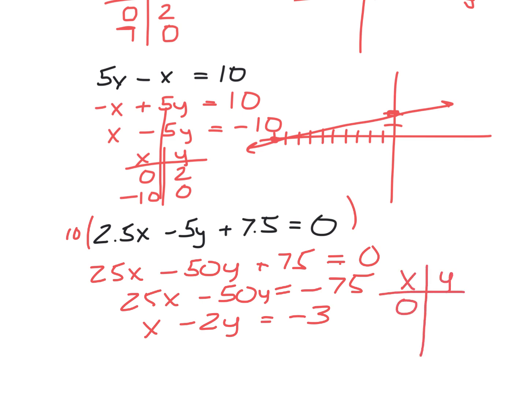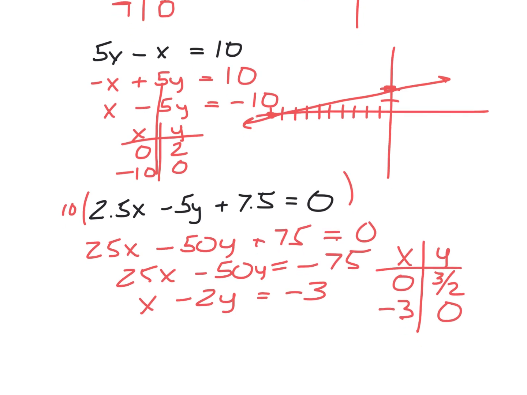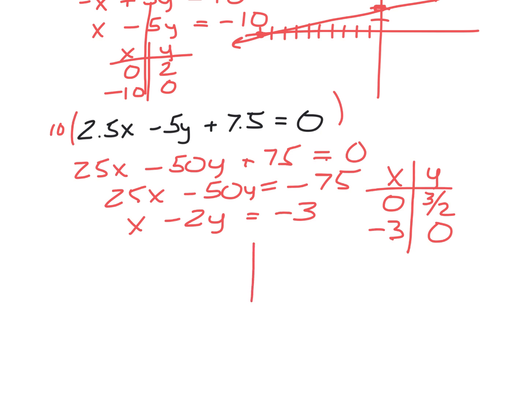Finding my y-intercept, putting 0 in for x, and solving that, I get my y-intercept to be 3/2. Putting 0 in for y, I get my x-intercept to be negative 3. For this graph, I go to negative 3 on the x, 3/2 on the y, which is going to be between 1 and 2, and I would draw my line.